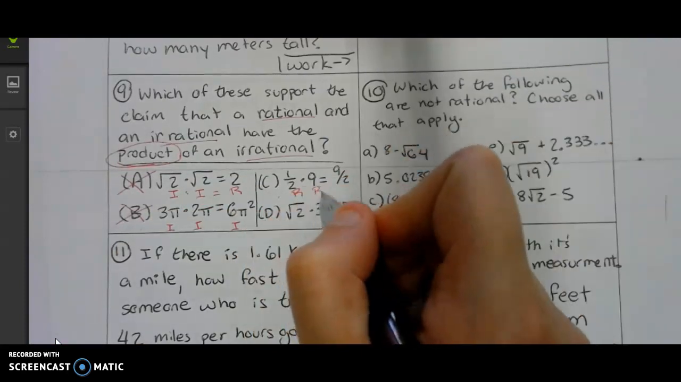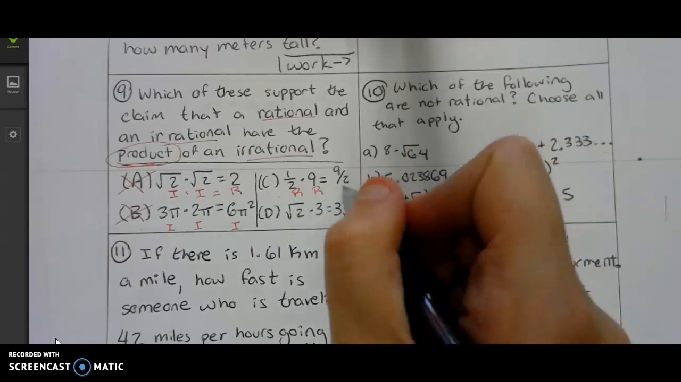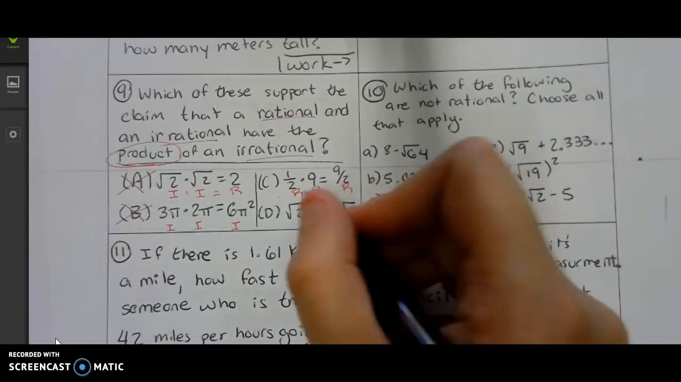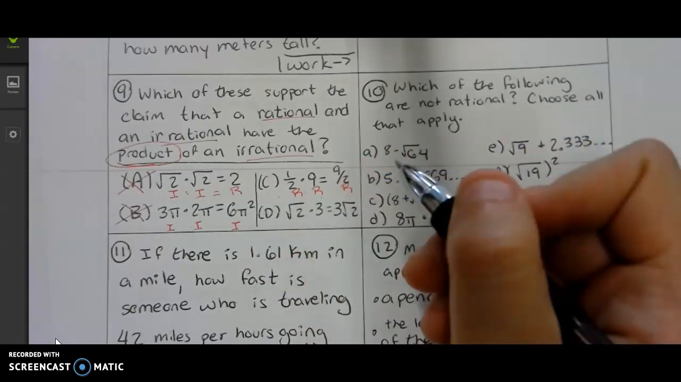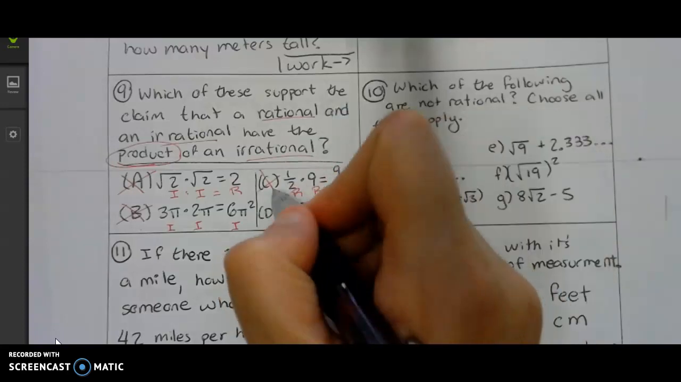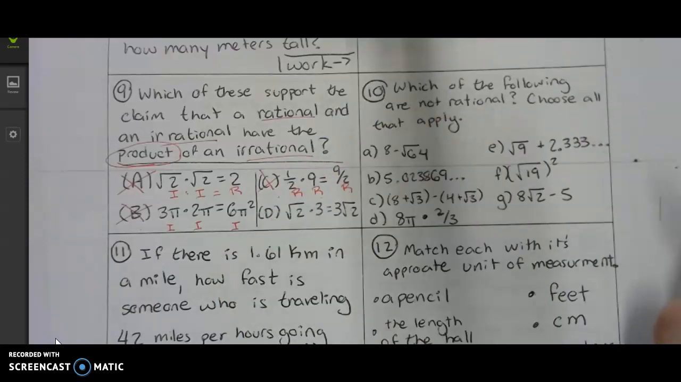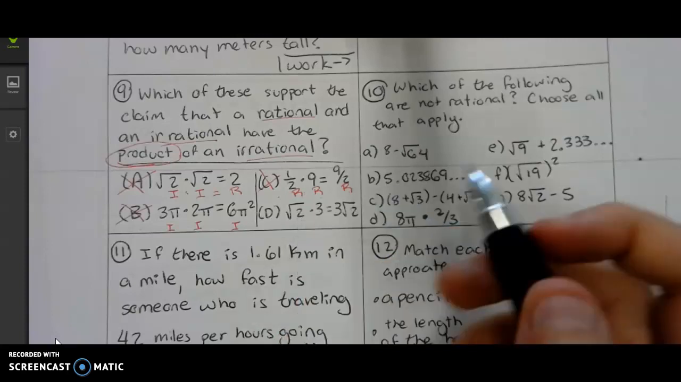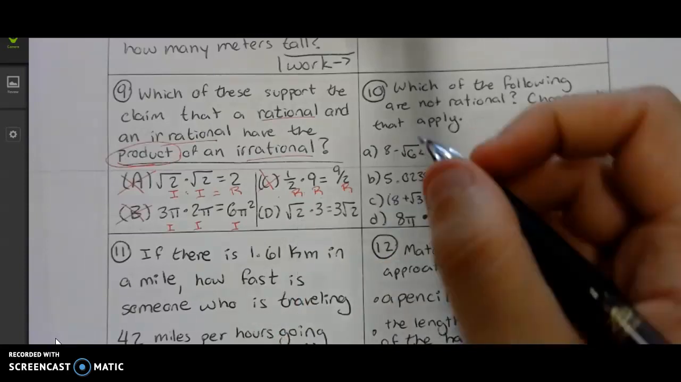C, 1/2 is rational because all fractions are rational. 9 is a whole number, making it also rational. And then this is also rational. So we have a rational times a rational equals a rational, which is always true, but not what we were looking for.